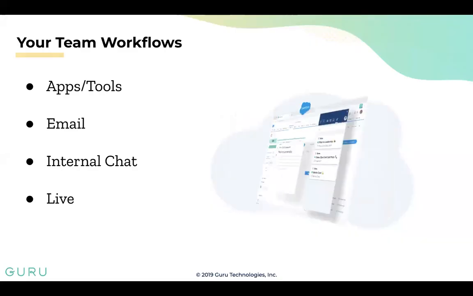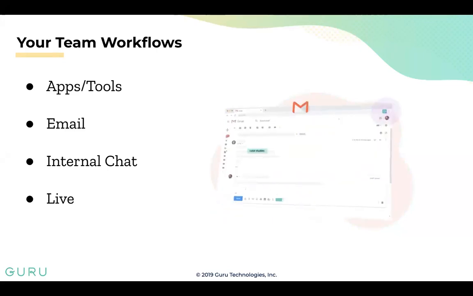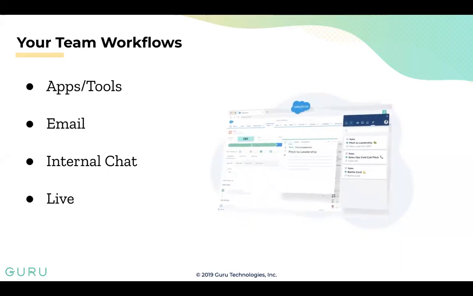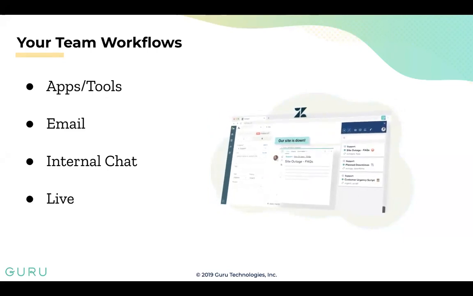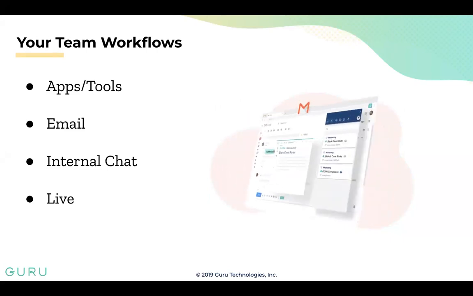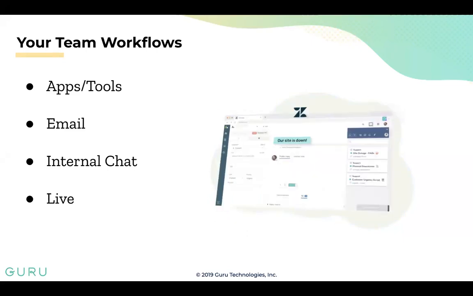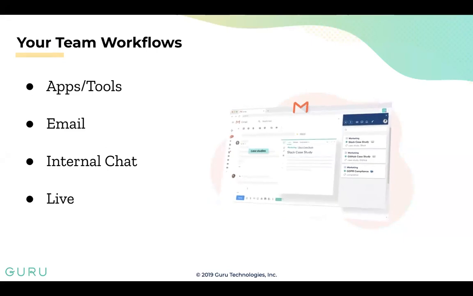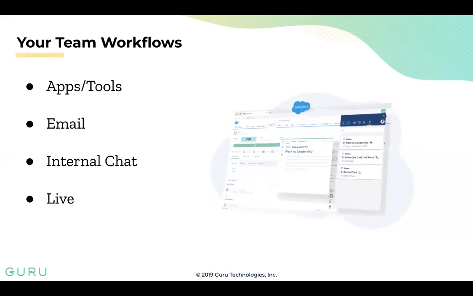Where your team is working can really vary on a day-to-day basis and what their function is. It could be spending time in certain apps or tools that are specific to their team, like Zendesk or Salesforce Service Cloud, but you know that it's necessary for them to carry out their daily tasks. They could be working in email internally with other team members, or in an internal chat like Slack, or potentially live chat like Intercom. There are all these different places where they're interfacing daily, and they're going to need information in all of those places.